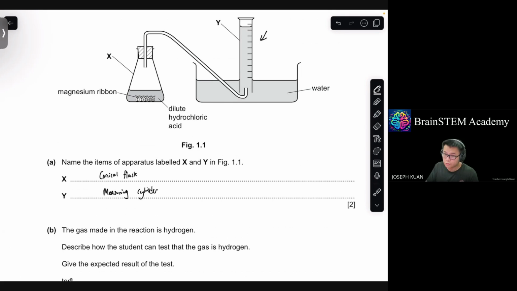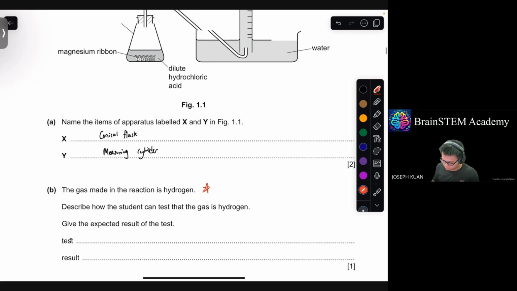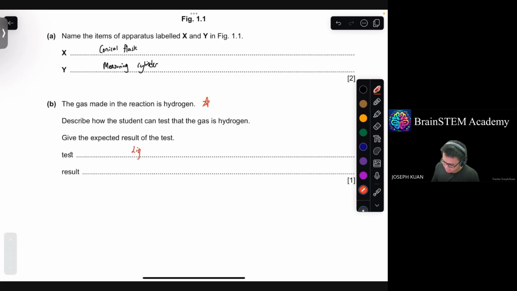All right, moving on to B. The gas made in this reaction is hydrogen. Describe how the student can test that the gas is hydrogen and give the expected result of the test. Now, for hydrogen gas, you should use the pop test. You use the lighted splint, bring it to the mouth of the test tube, and then it should give a squeaky pop sound.